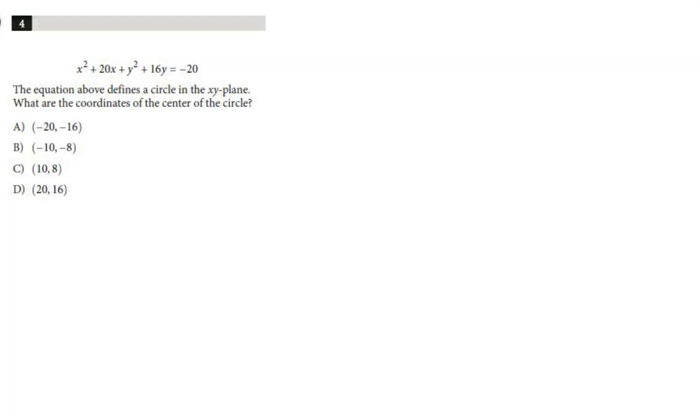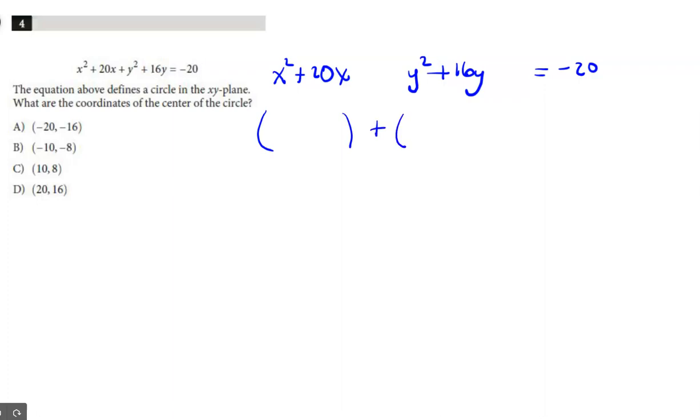All right, number 4, very similar to number 3. Going to complete the square again, get a little bit more practice. So we have x squared plus 20x, leave a space, y squared plus 16y, leave a space, negative 20. So we're going to make this thing pretty. We're going to put it in nice standard circle form. Hopefully it makes our life a little bit easier.